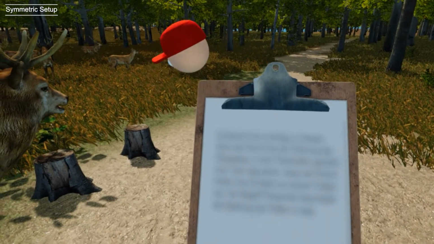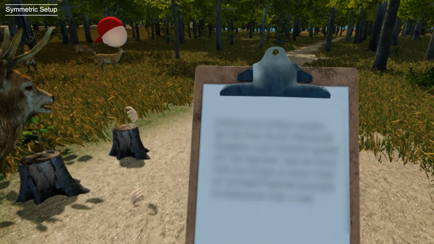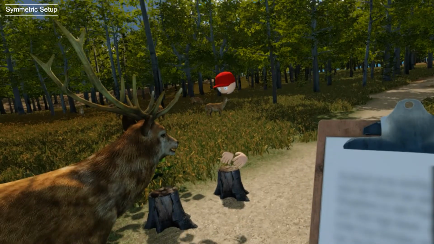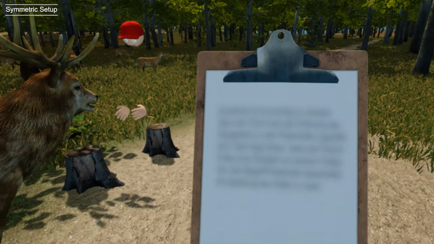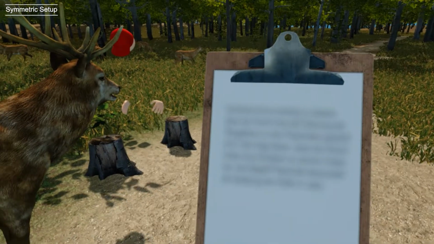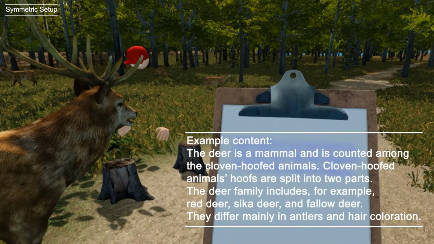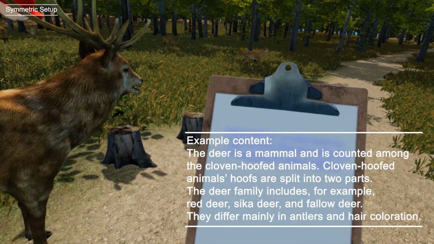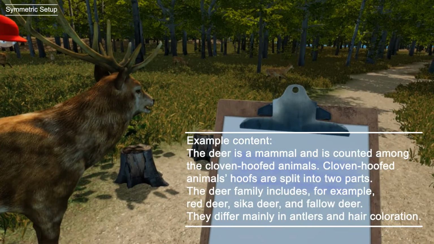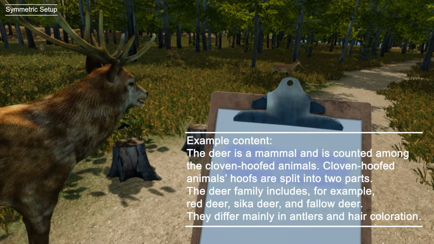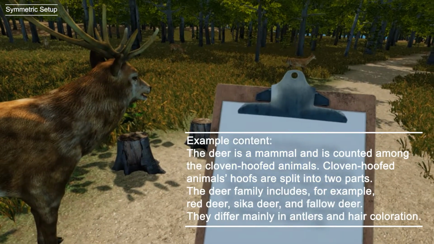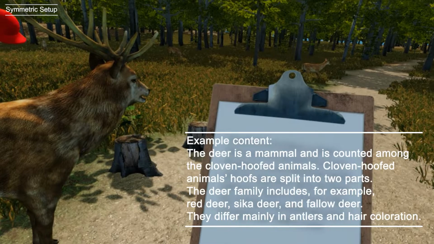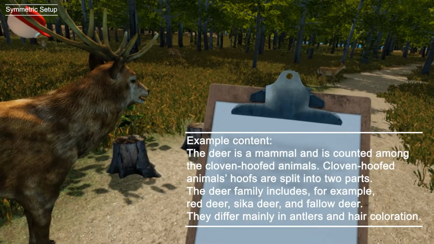Teaching sheets containing the learning unit's information were provided to one participant on a clipboard, who could therefore act as a teacher to the other student. The deer is a mammal and is counted among the cloven-hoofed animals. Cloven-hoofed animals' hooves are split into 2 parts. The deer family includes, for example, red deer, sika deer, and fallow deer. They differ mainly in antlers and hair coloration.